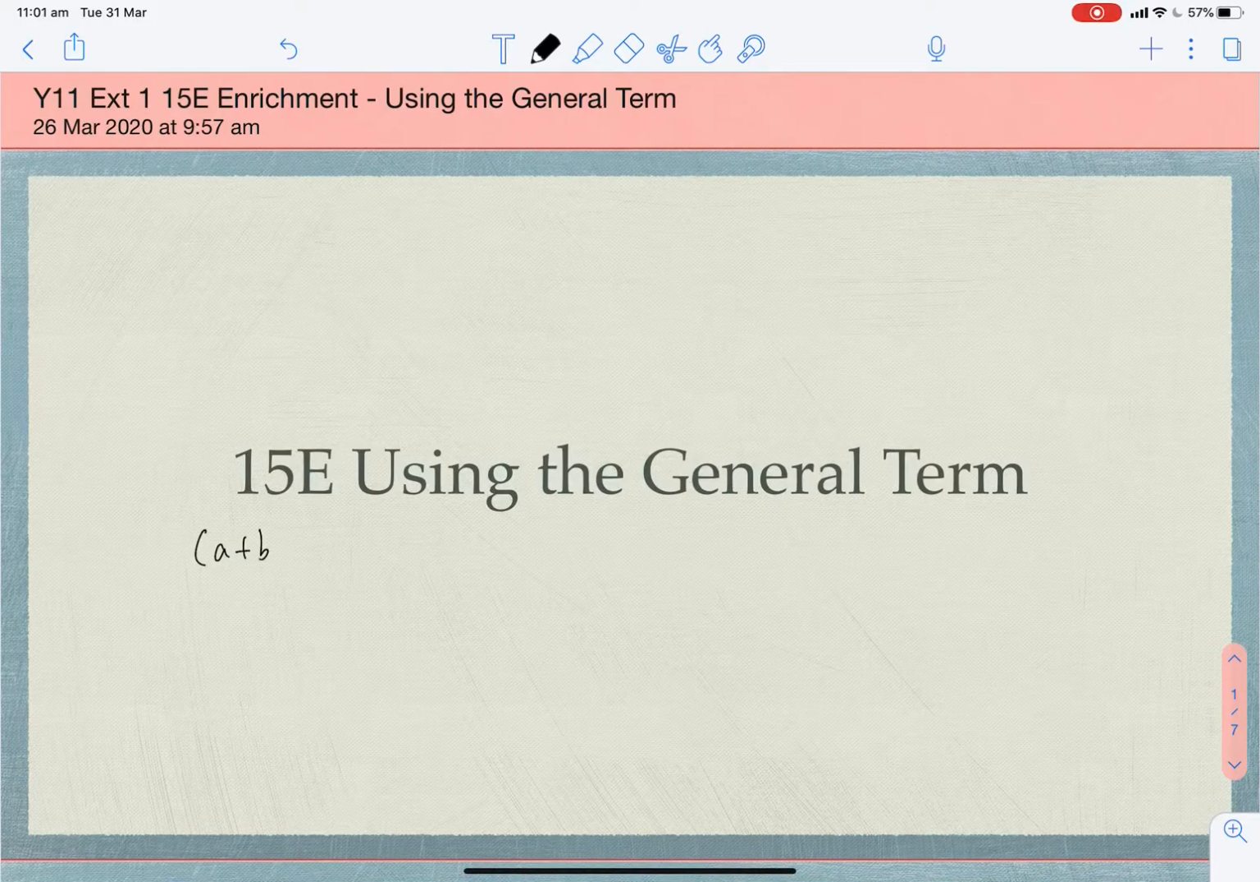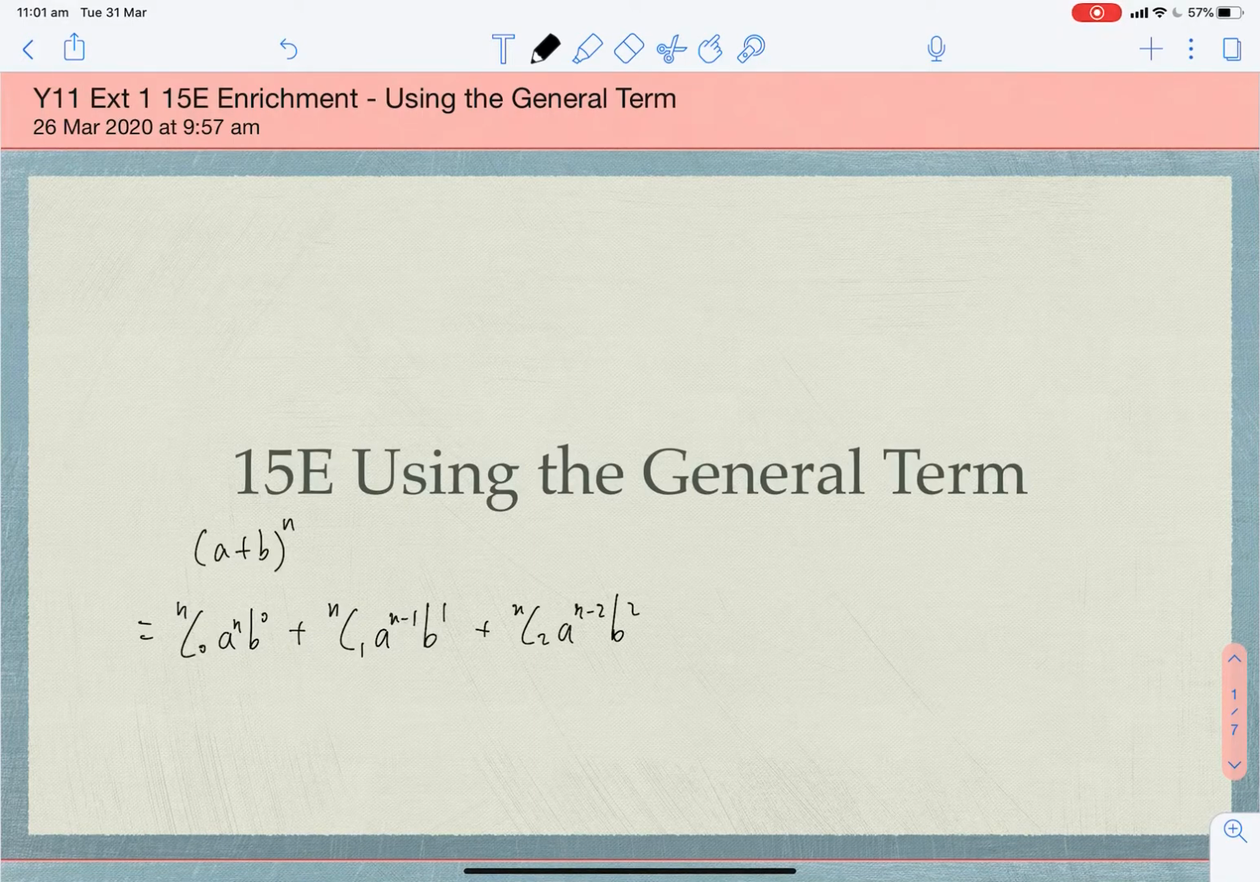So a plus b, let's say a plus b is two terms to the power n. If we do the first term, it will be n choose 0, because we always start from 0. For a, the power of a goes from n to 0. The power of b goes from 0 to n. So that would be a to the power of n, b to the power of 0, which is 1. And then the second term will be n choose 1, a to the power of n minus 1, b to the power of 1. And then you keep going, n choose 2, a to the power of n minus 2, b to the power of 2.